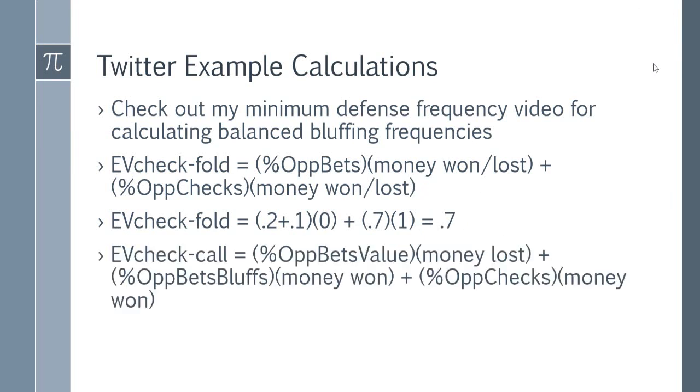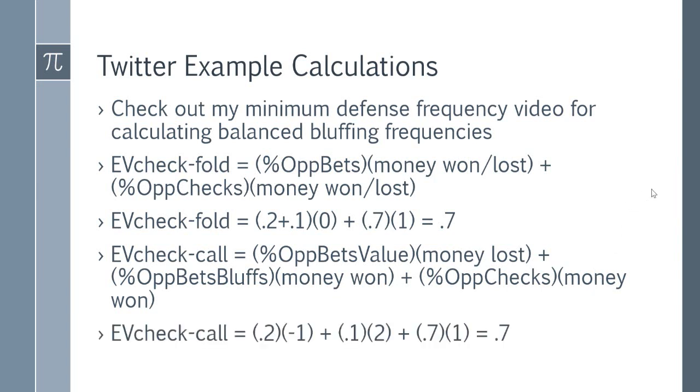So next is the EV of checking and calling, and here you can see that we've had to split this up a little bit, because now that we know that we're calling, when he bets for value, we're going to lose money. When he bluffs, we're going to win money. And when he checks, we're going to win money because he's only checking worse hands.